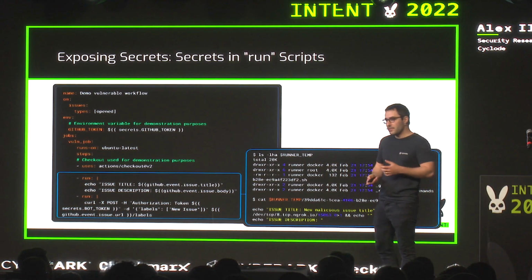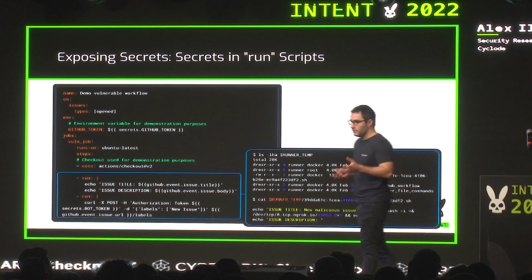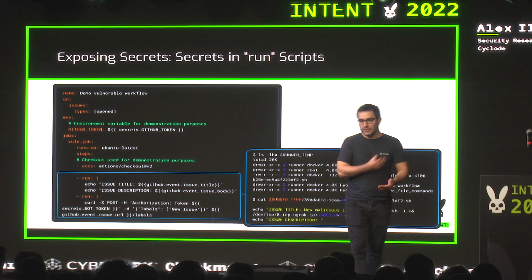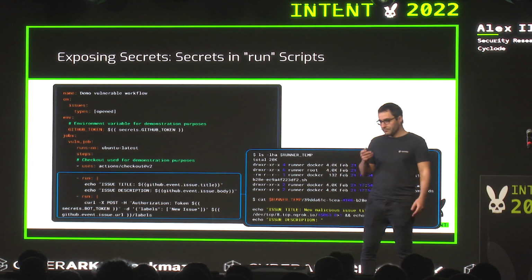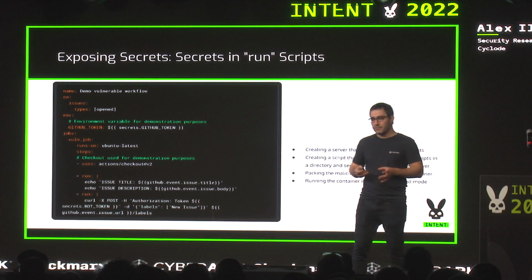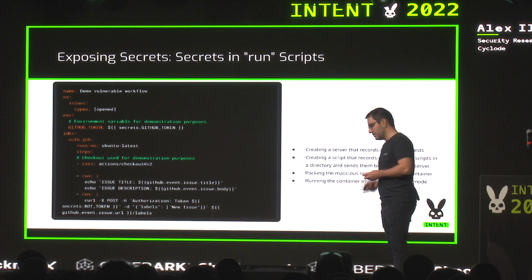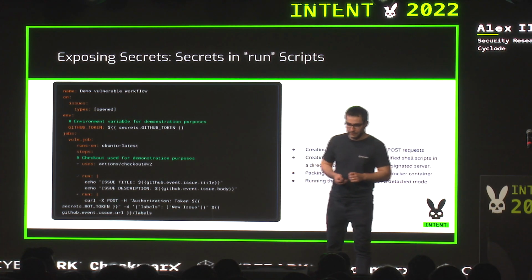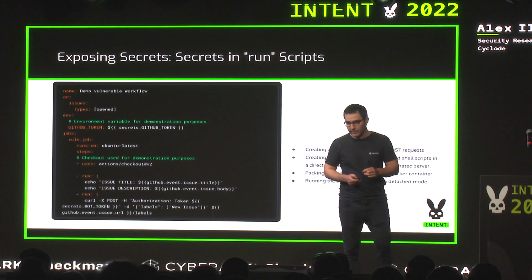But we could easily put some persistent script on the runner, and whenever the third step is executed, it will be sent immediately to our control server. So we're just creating a simple server that records all the requests. We created a script that monitors changes in that specific directory. Whenever it finds one, it sends it immediately to our server, and we run it as a simple Docker image on the machine. We'll see it soon in the demo.